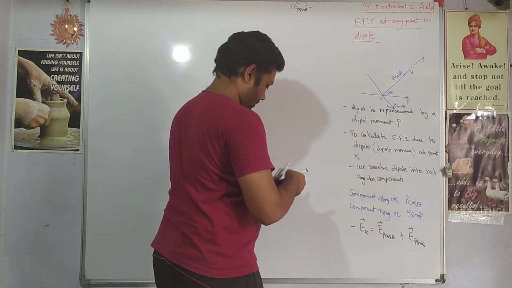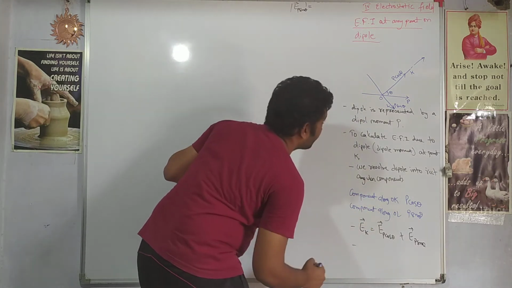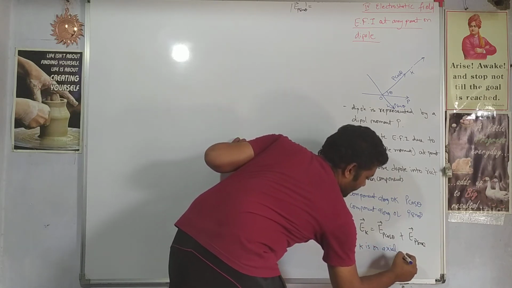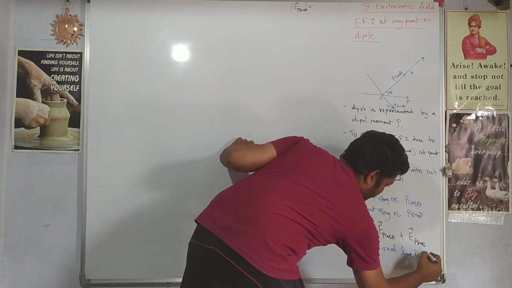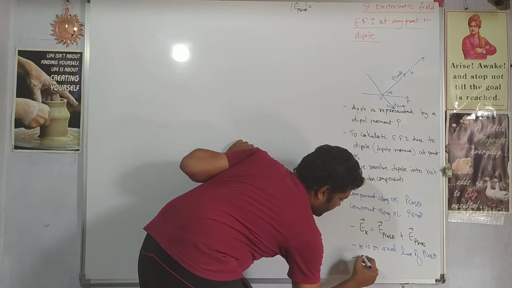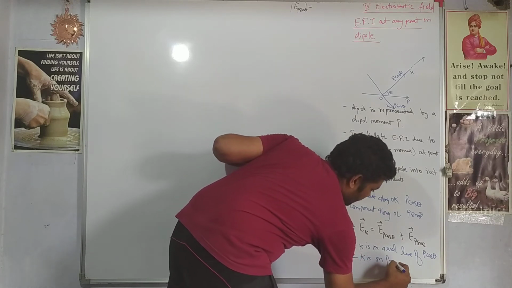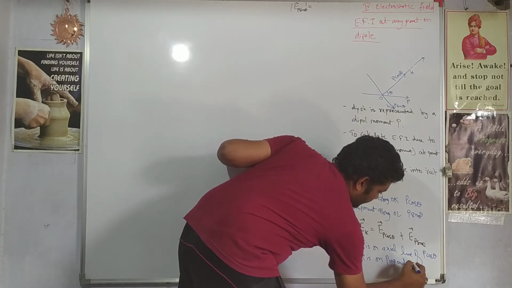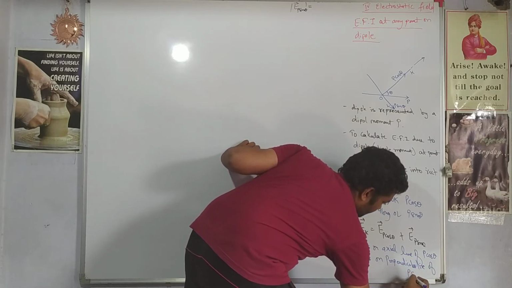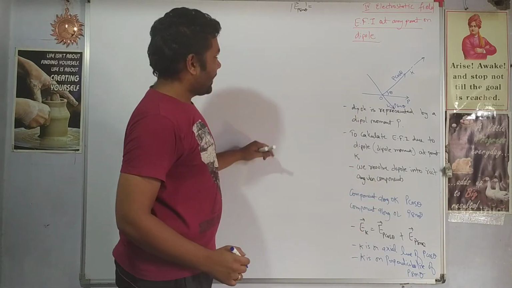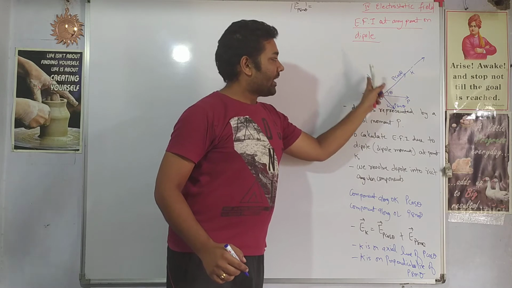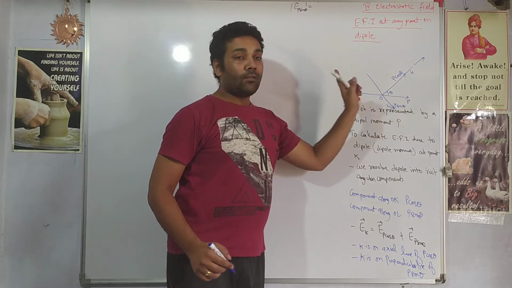What will those statements be? K is on the axial line of P cos theta, and K is on the perpendicular line of P sin theta, right? K is on the axial line of this dipole and it is on the perpendicular line of this dipole.